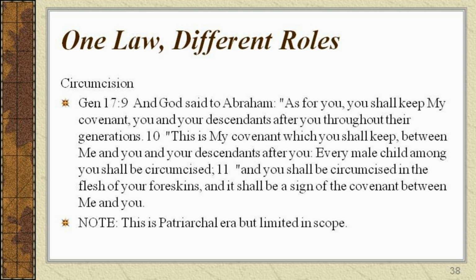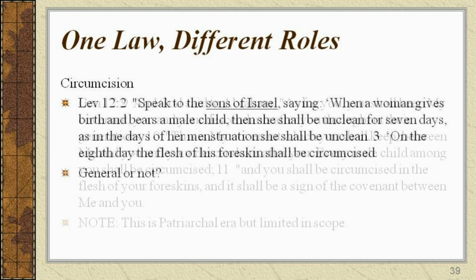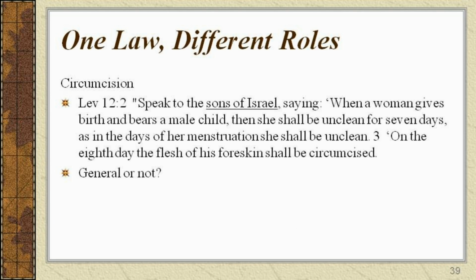Although this covenant first appears during the patriarchal era, it is not a general law because it is limited in scope. Circumcision applies only to the male descendants of Abraham, which includes the Ishmaelites, the Israelites, and the Edomites. When God established the Old Covenant within Israel, He reiterated the commandment of circumcision.